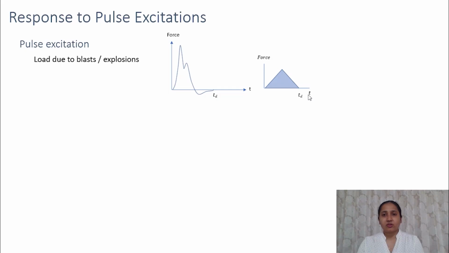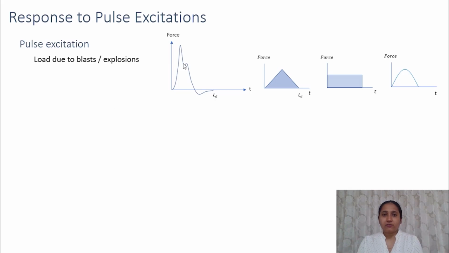This is another example of a pulse, a triangular shaped pulse. This is a rectangular pulse. In this case, the force will be constant, but again it acts for a short duration. This is another example, and this is a half sine pulse.